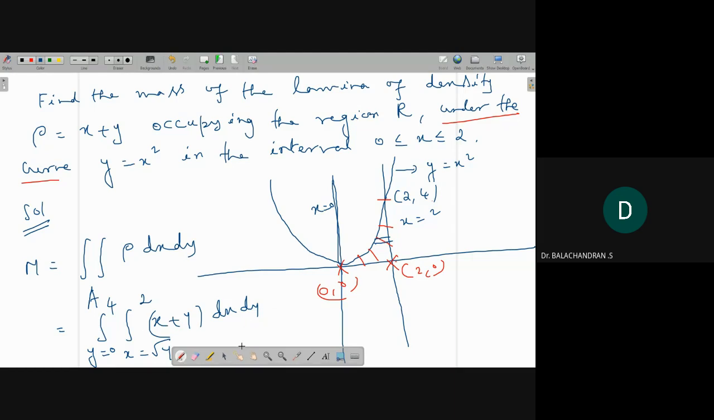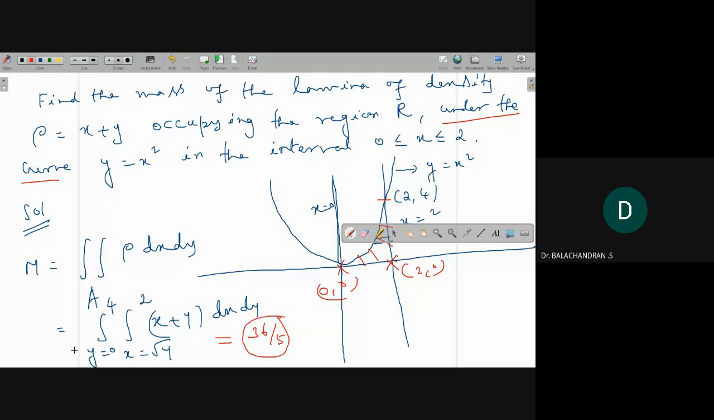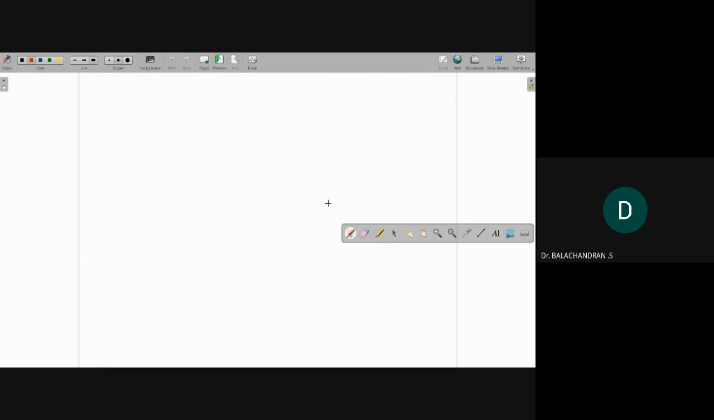I think in the last class I gave the answer for this problem: 36 by 5. So you need to verify it. The only thing you need to do is integrate this. Okay, and then I'll give 2 more problems and then I will stop the class.